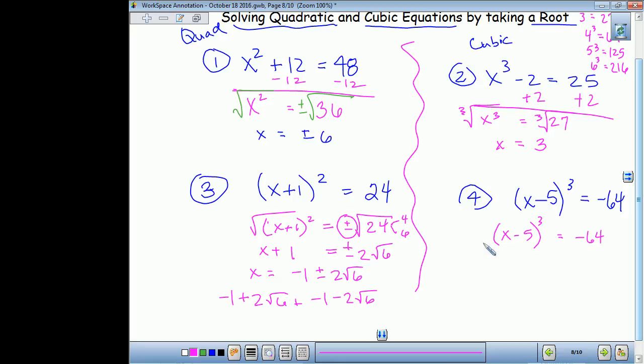All right, so the cube part is already isolated. Everything over here is being cubed. So I can go straight to taking the cube root.